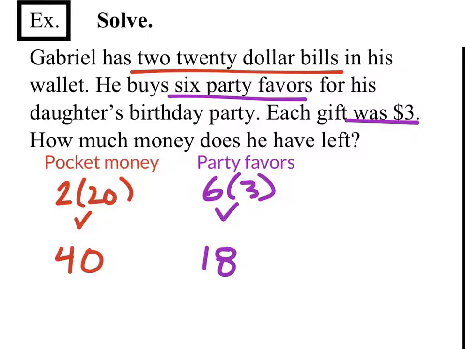Now remember, it's money spent, so he's subtracting that money out of the money that he had in his pocket or wallet. 40 minus 18, and when we combine these two, 40 minus 18 would make $22. So he'd have a 20, a Jackson, and 2 Washingtons left over in his pocket.